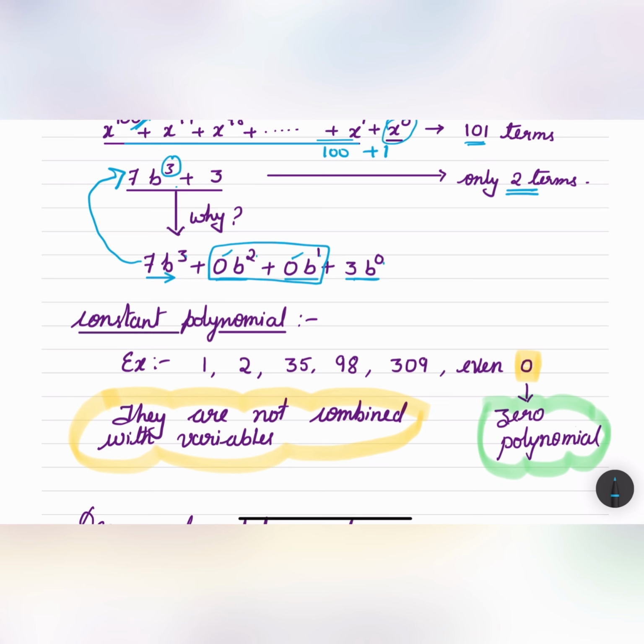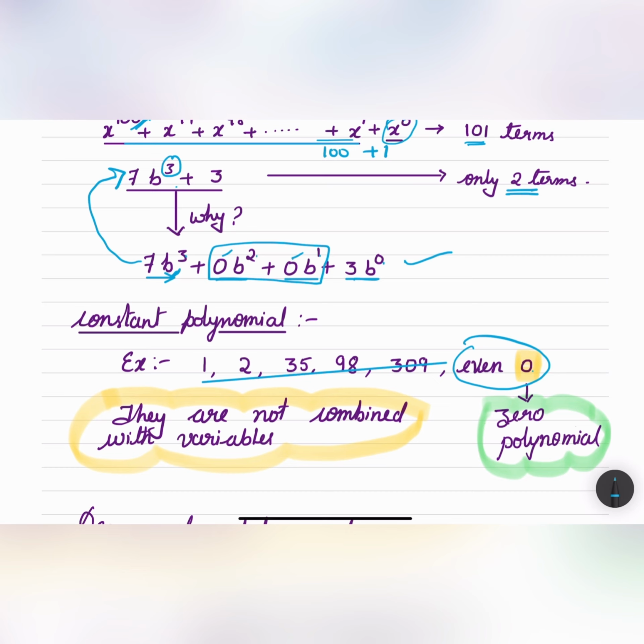Now we will go for the constant polynomial. We have seen these are the polynomials which have numbers and constants also. Now what is this constant polynomial? Constant polynomials are like this: 1, 2, 35, 98, 309. So these are all constant polynomials, and even 0 is a constant polynomial. Why is it so? Because 0 is also a number and it will not change. So that is a constant polynomial.